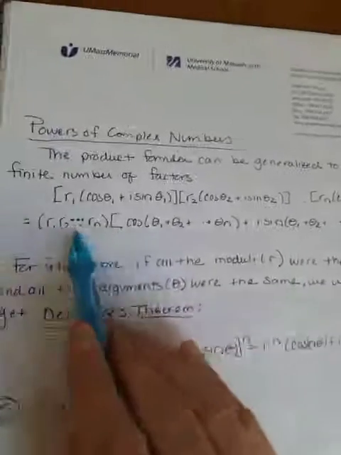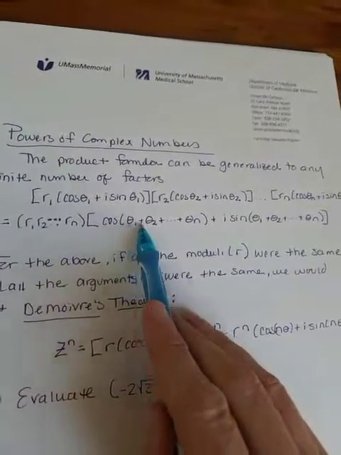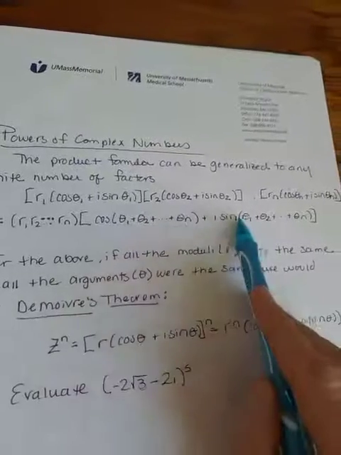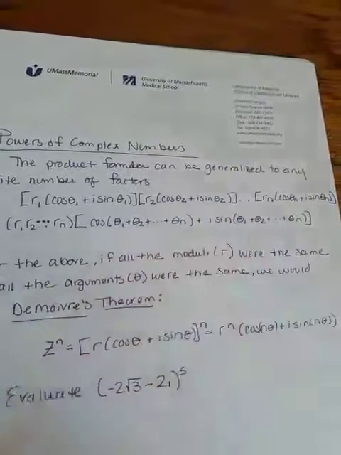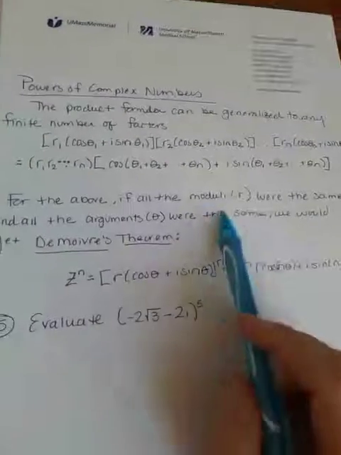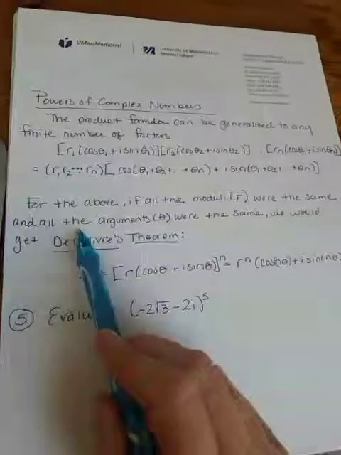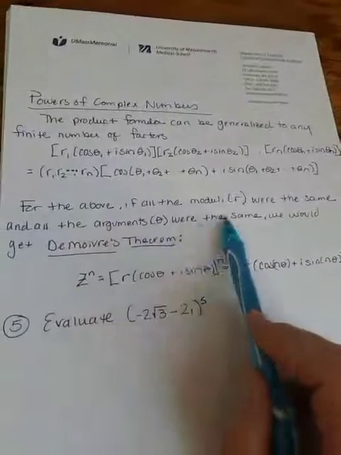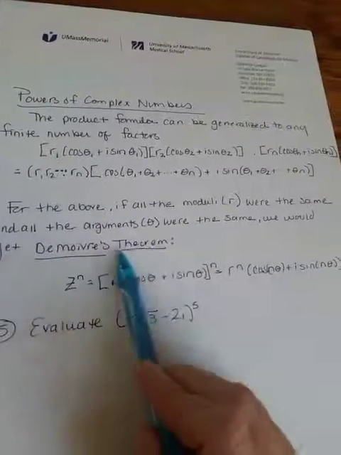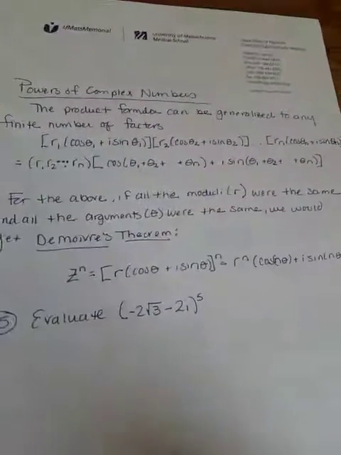You would just multiply your r's out front, and then again, if we were multiplying them, with the cosines you would just be adding your thetas, and with the sines you'd be adding them as well. So if you had the situation where all your r values, your moduli, were the same, and all your thetas, the arguments, were the same, we would get what's called de Moivre's theorem. So again, all of your r's are the same value and your thetas are the same.